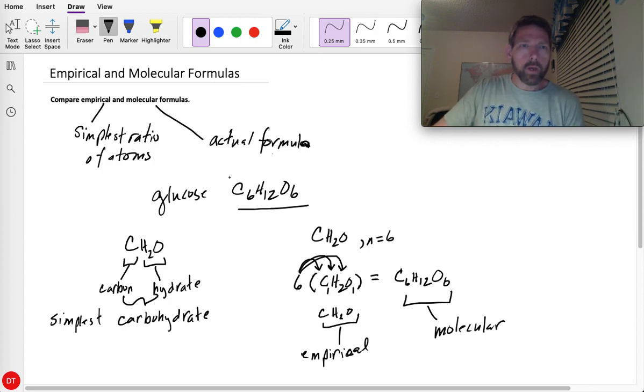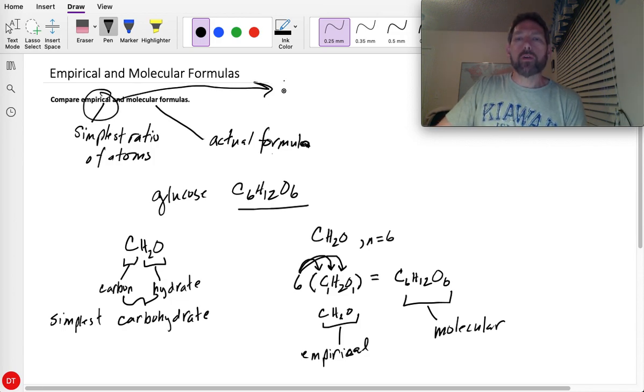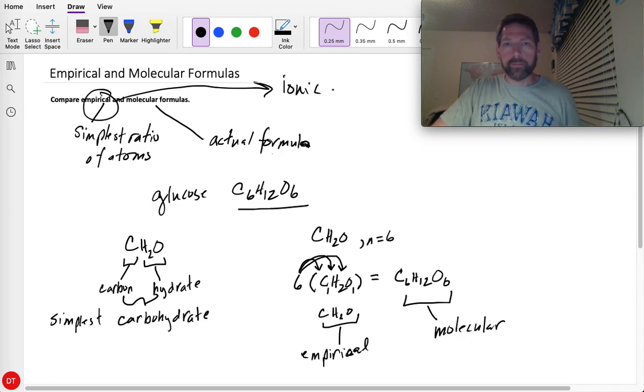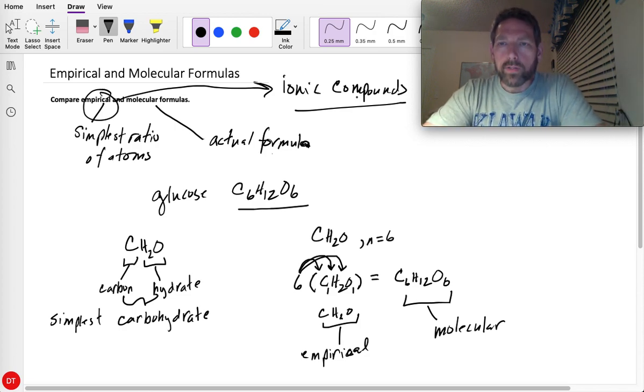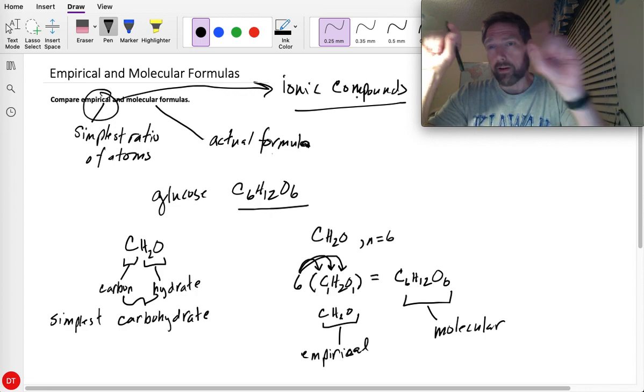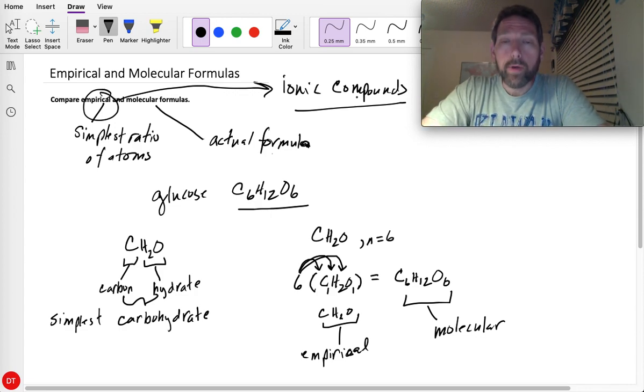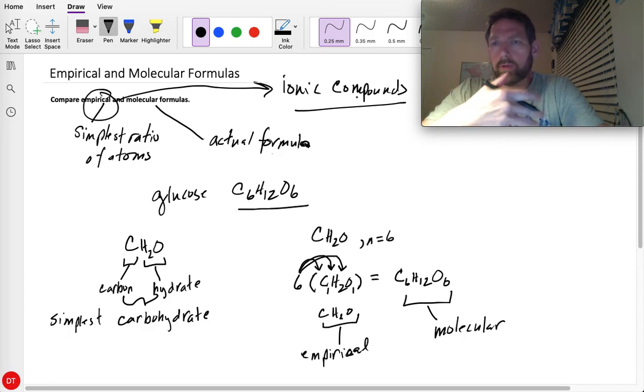Another thing to note is that empirical formulas, we tend to write those for ionic compounds. Ionic compounds. And so you should remember your type 1, your type 2 compounds. That's where you've got a metal and a nonmetal, so you've got a cation and an anion that chemically combine together, right? So typically your ionic compounds, which have your metals mixed with some sort of negatively charged anion, are written in an empirical formula manner, right?